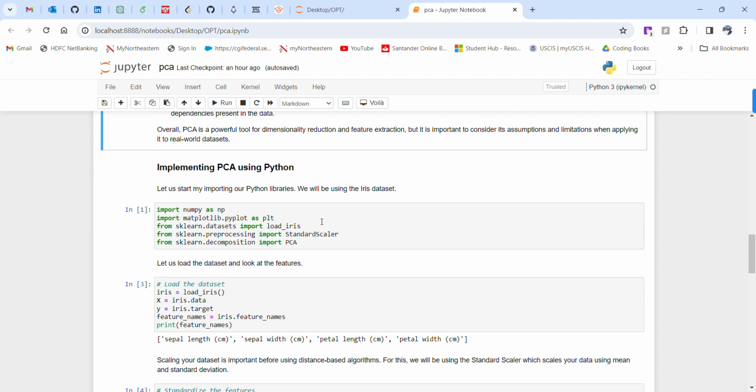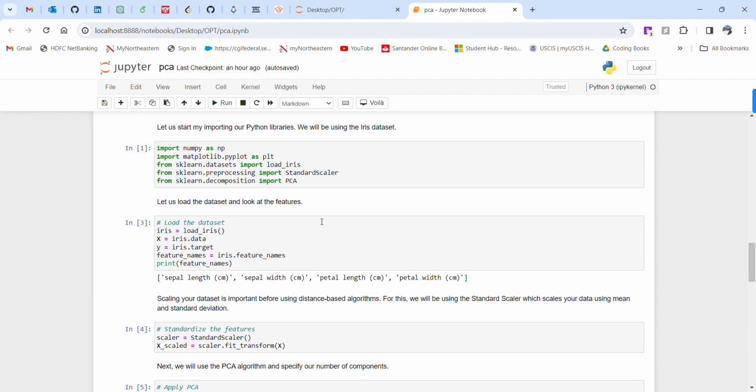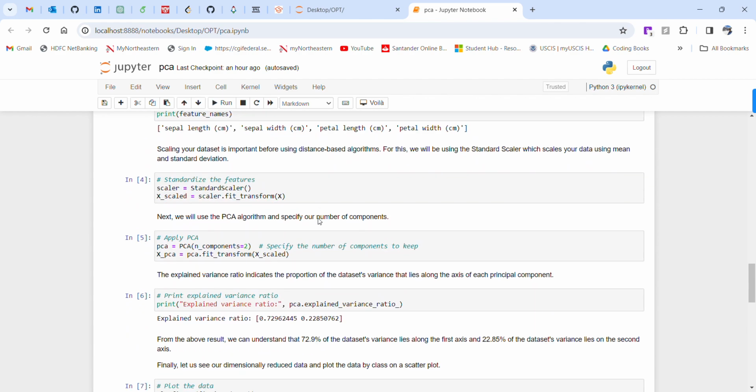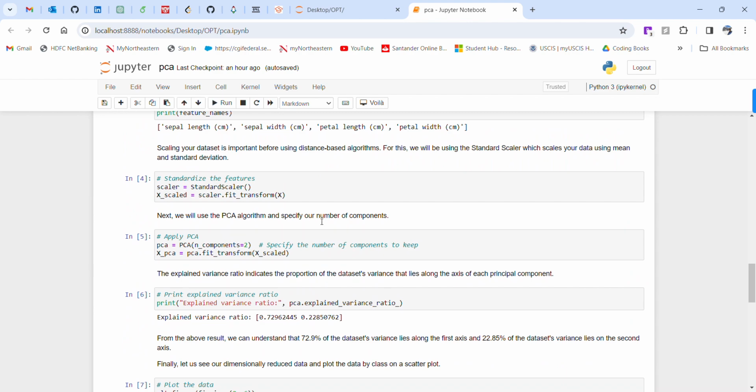Let us implement the PCA algorithm in Python. For that, you would need the scikit-learn library, particularly from decomposition, you need PCA, and from preprocessing, you need StandardScaler. We will be using the iris dataset. Once we load the dataset and see its features, we need to standardize the features and apply PCA to it by specifying the number of components. This value is a hyperparameter and can be found out using cross-validation.